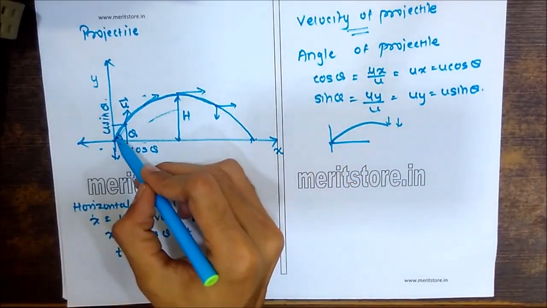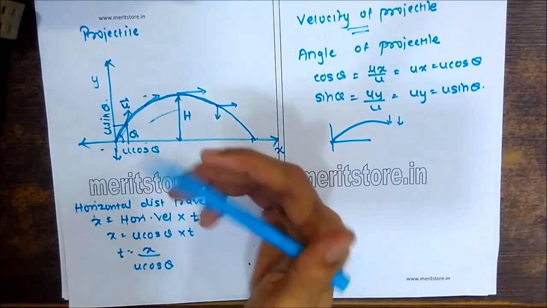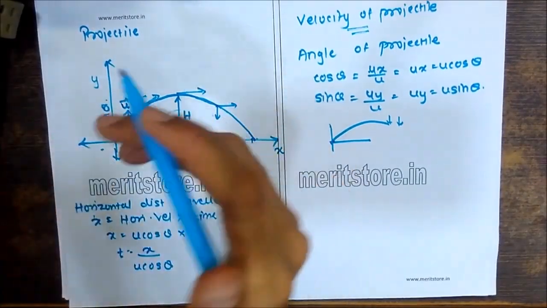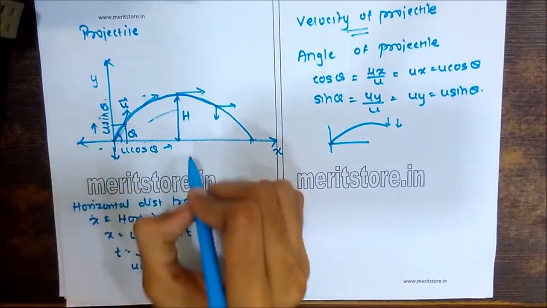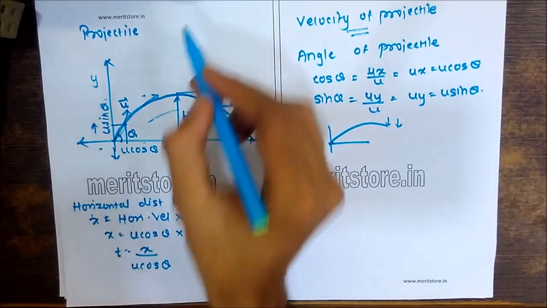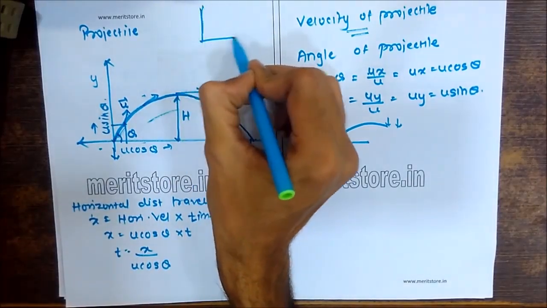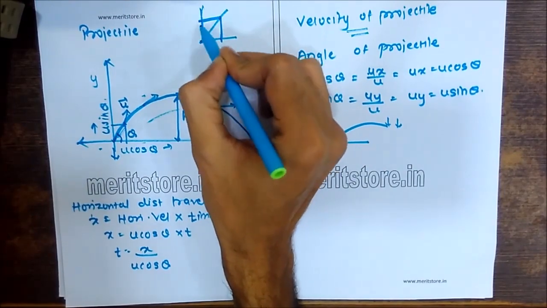Okay, so with the angle theta, the initial velocity u can be resolved into two parts, one along the y-axis and one along the x-axis. For the x-axis you use cos theta, and for the y-axis you use sin theta. So as you can see, there's a box out here. If I draw it like this, what I get is a square.